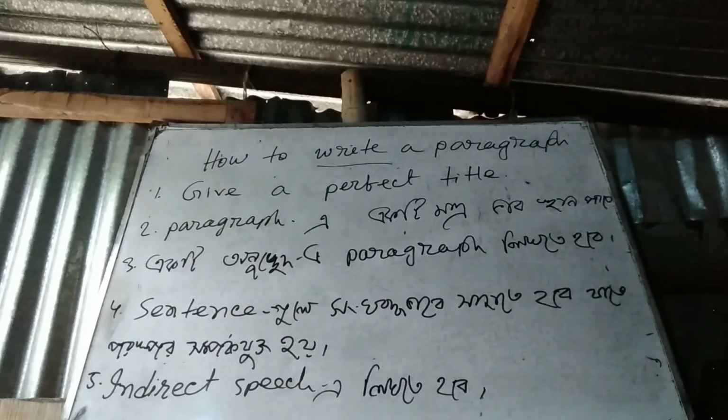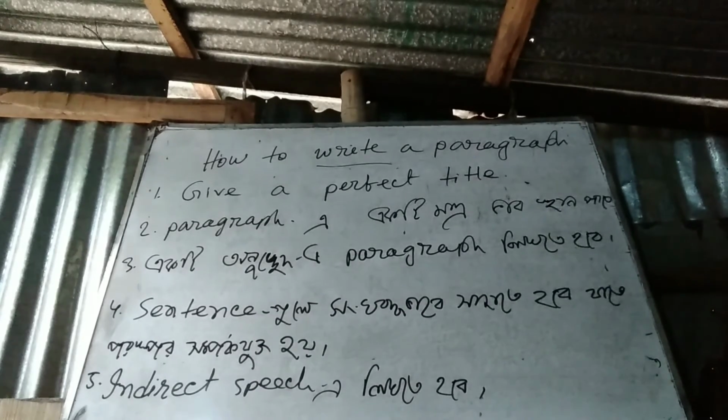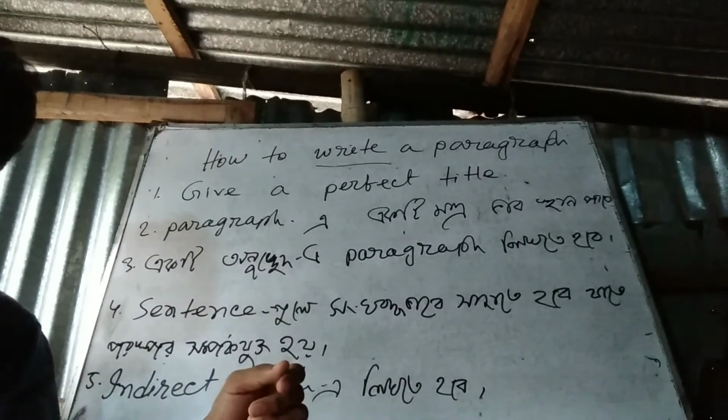Sometimes we see that some students make several paras, but it is not appropriate to write a paragraph correctly. It can be seen in a composition. There are so many steps, so many paras, but in a paragraph you cannot do this like a composition. Number 4, sentences must be organized, and they should be connected with one another. And number 5, the sentences must be in indirect speech. You cannot write direct speech in a paragraph.